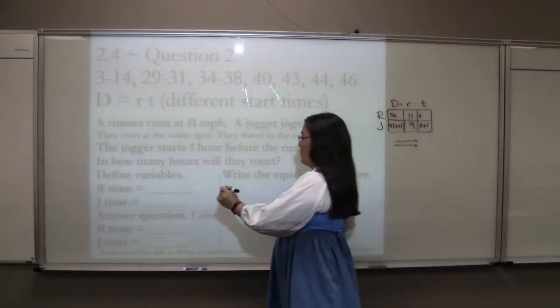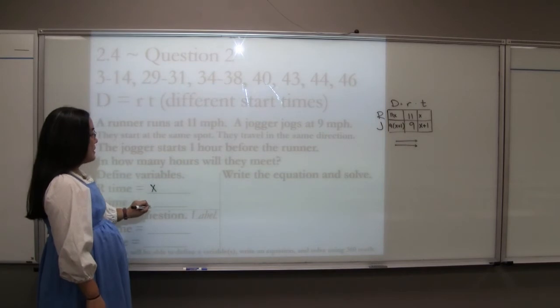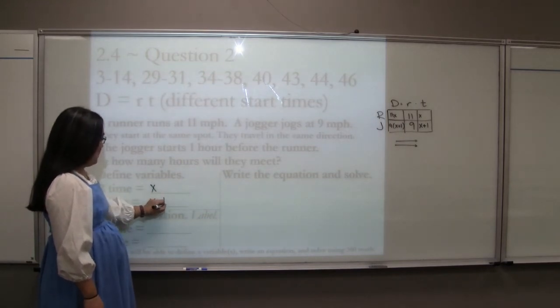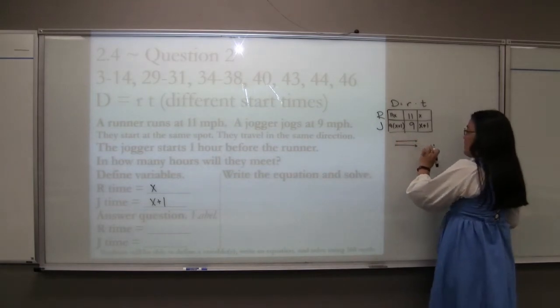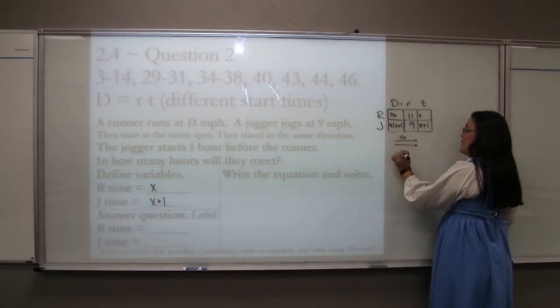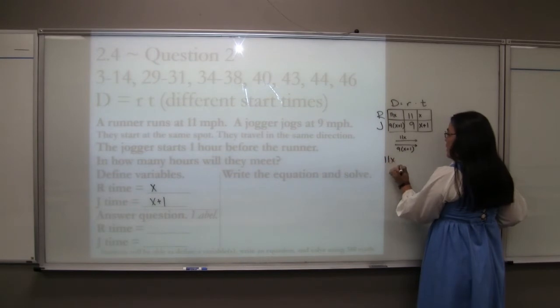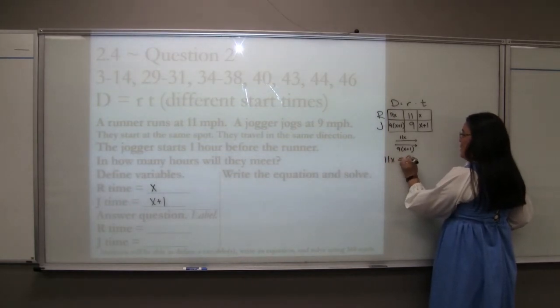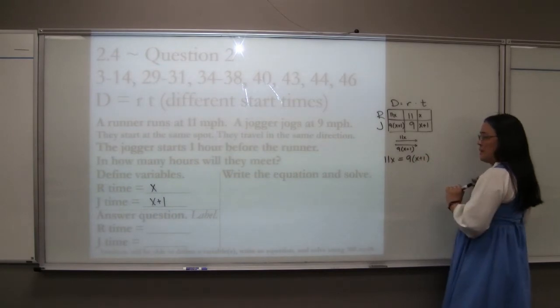So here we have the time for the runner and the time for the jogger. And we want these to be equal to each other. So if you look at my picture, it makes a nice little equal sign where 11x is the runner and 9 times x plus 1 is the jogger. Here's our equation. We want this to equal that. That's how they're going to catch up to each other.